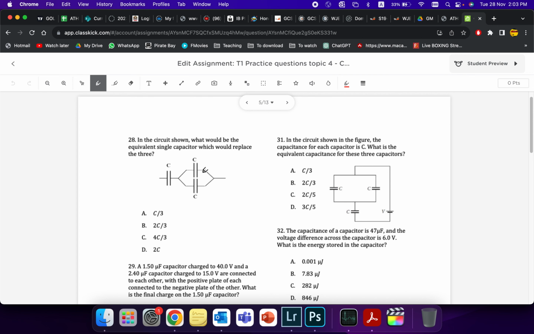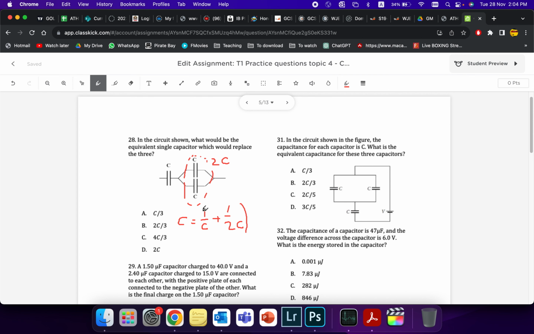In order for me to do this, I have to break it down. I'll figure out this part first, then I'll figure out the overall thing. So if you remember the rules for capacitors in parallel, that's easy. You just add them. So that just becomes 2C. Now that we've got 2C, we also have this one in series. If you remember the rule for C in series, this is going to give me the final answer. Now, I will have to do 1 over C plus 1 over 2C.